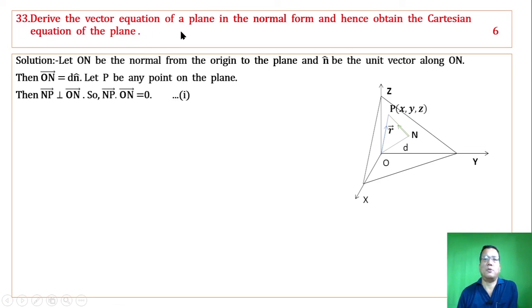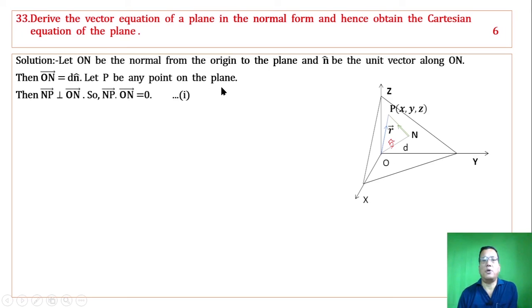Derive the vector equation of a plane in the normal form and hence obtain the Cartesian equation of the plane. Let ON be the normal from the origin to the plane and n cap be the unit vector along ON. Then ON equals d times n cap, where d is a scalar.